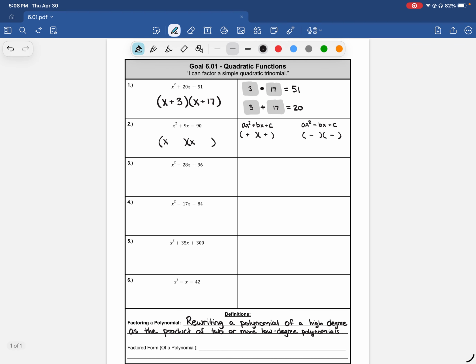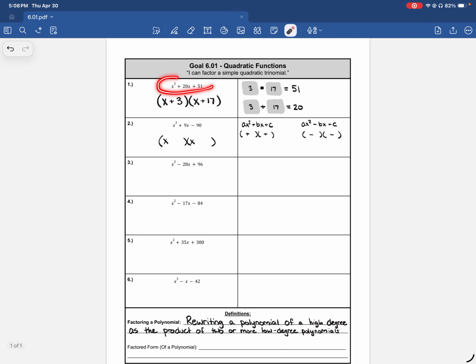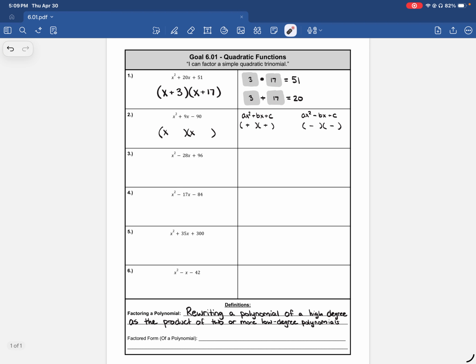What I mean by that is if I look at number 1, this expression, this polynomial, had a degree 2 because the highest exponent is 2. We rewrote it as the product of 2 degree 1 polynomials. So I'll give you a second to get caught up on that.